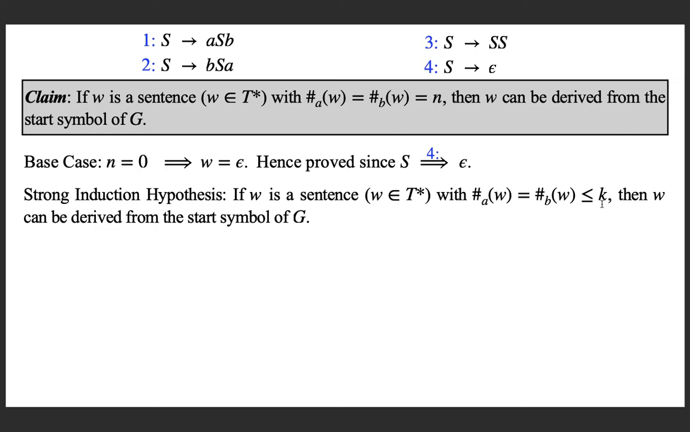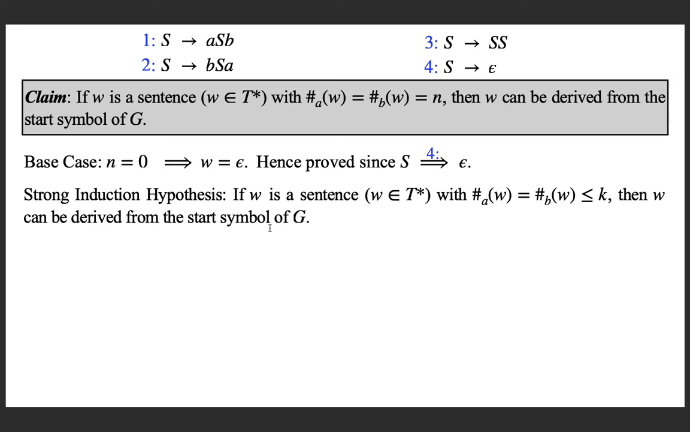Normal induction means assume it for K and prove it for K plus 1. Strong induction means assume it for all values less than or equal to K and then prove it for K plus 1. That's it. So here we are assuming that if the number of A's, which is same as number of B's, is less than or equal to K in W, then W can be derived. Any such string can be derived. That is the induction hypothesis, strong induction hypothesis.